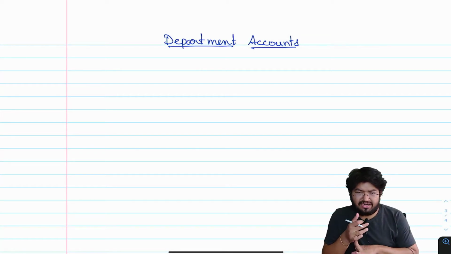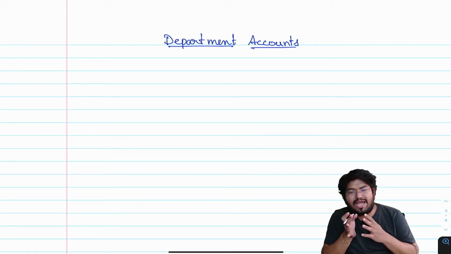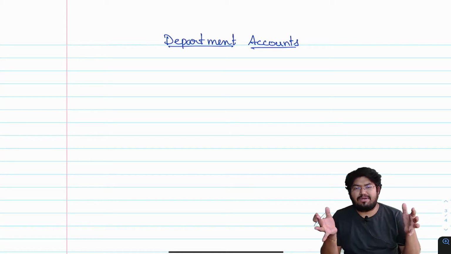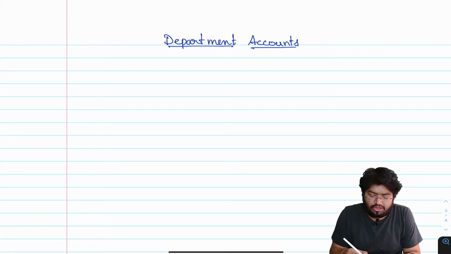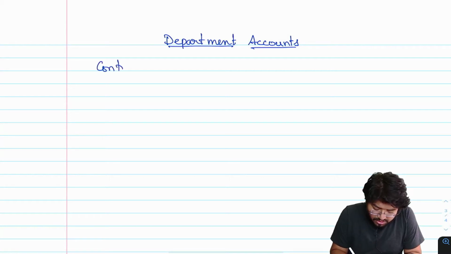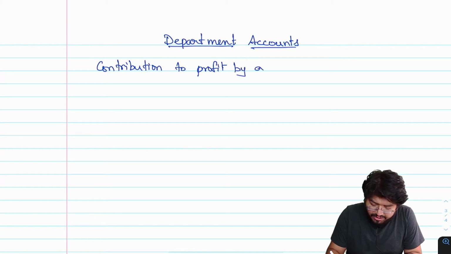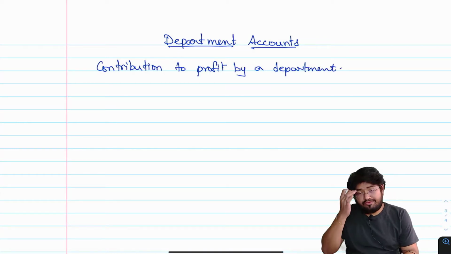We need to understand the reason behind having department accounts. When you have multiple departments in an entity, you need to check whether a department is contributing to the profit or not. Contribution to profit by a department is what we need to understand.